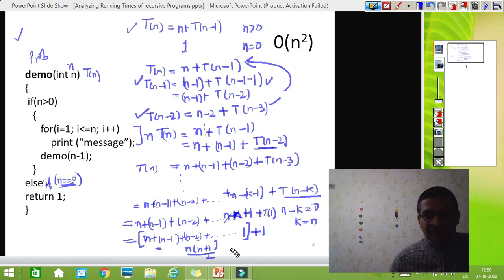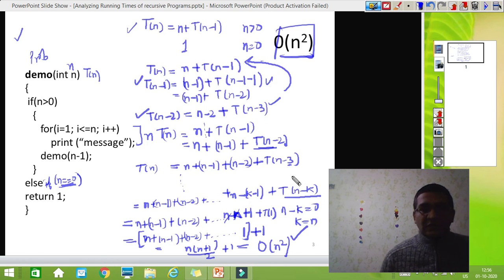One thing to remember is that whenever we solve this equation, our objective is to find the class to which it belongs. It could belong to a linear class, a quadratic class, or a cubic class. Here we can see this is represented in terms of n squared. When you expand this, we look at the highest order term, which is n squared. So the running time is big O of n squared.